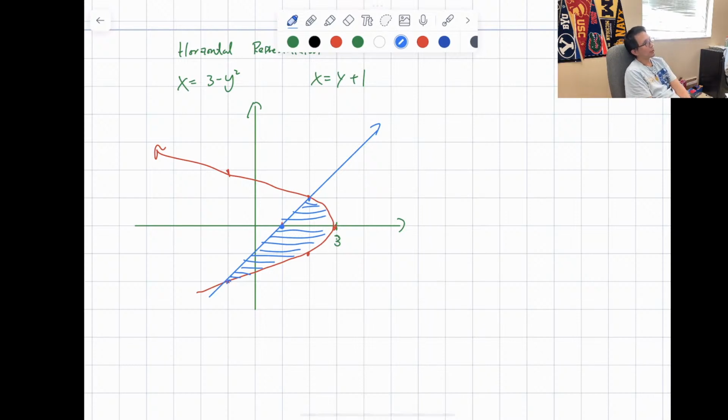Now, if you tilt your head to the right, which graph is on the top? x equals y minus 1 or y plus 1? No, it's the other one. It's the red line, because they're going right or left. That's why I say it's right minus left, because right is the top graph. From -2 to 1, and the graph is going to be 3 minus y squared, in parentheses, minus of y plus 1 dy.